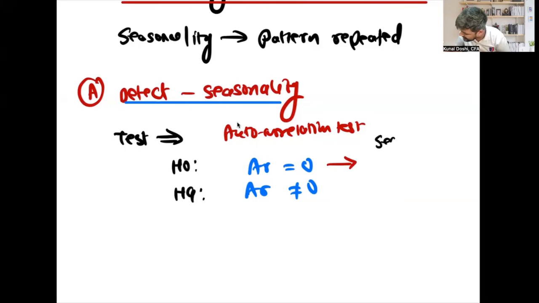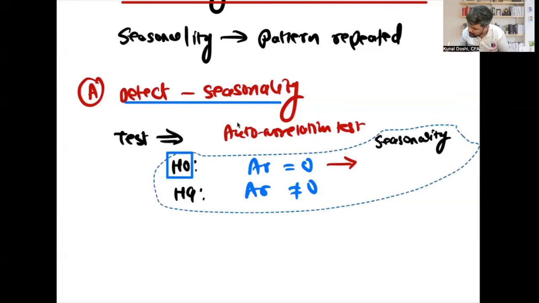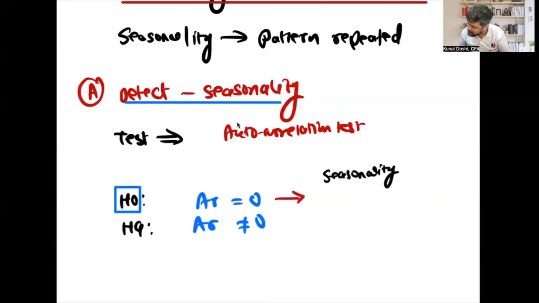I will conclude whether seasonality exists or not. If we fail to reject the null, I'll repeat, it means autocorrelation is equal to zero. So I will say there is no seasonality, correct?